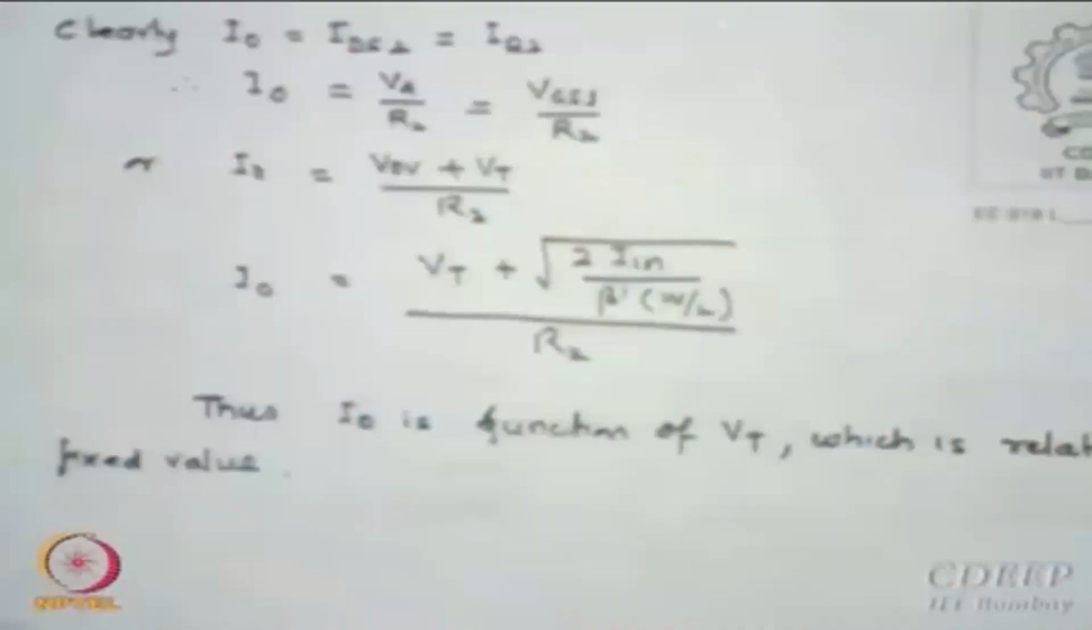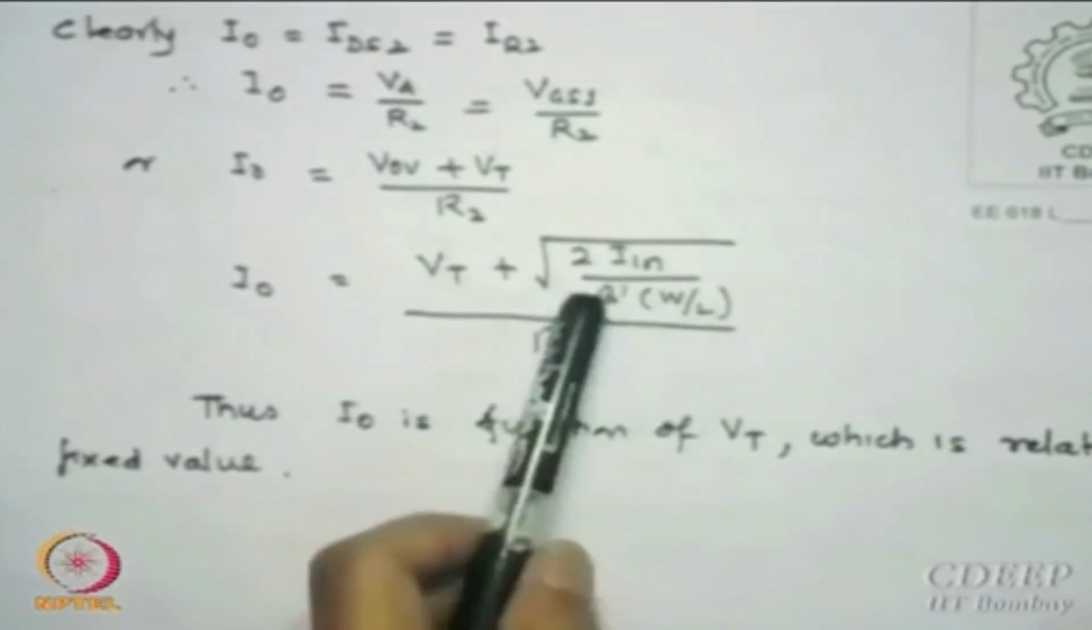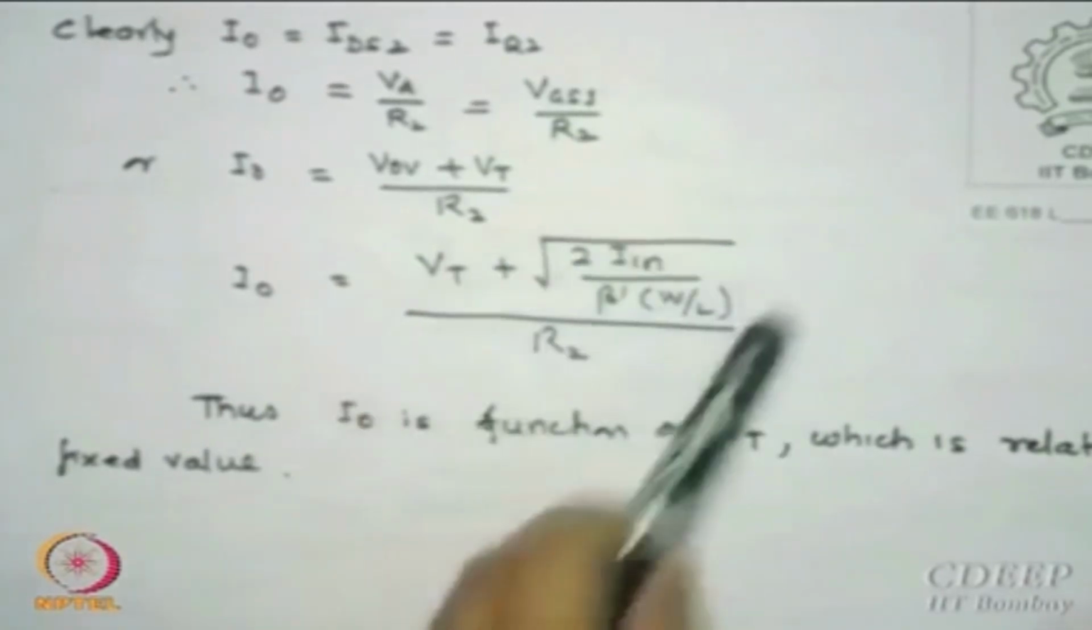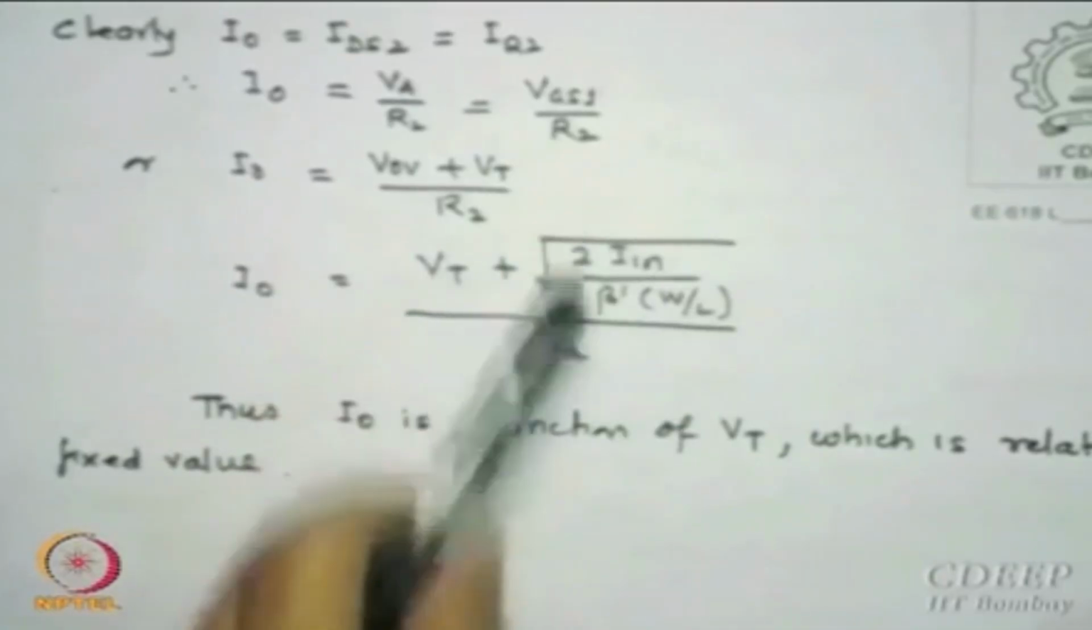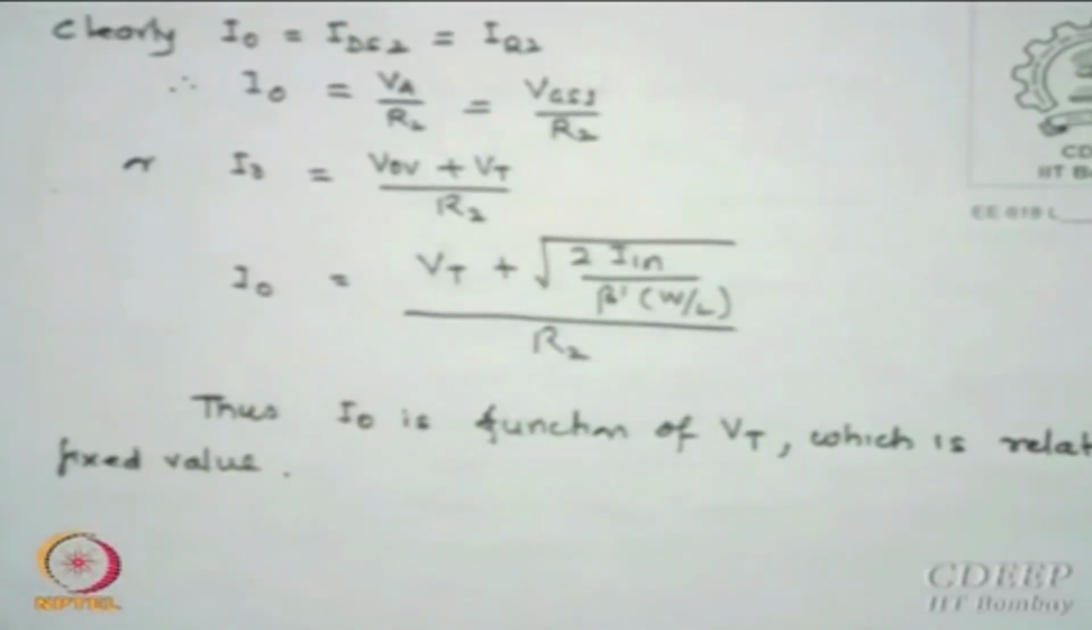Is that okay? Okay, this you can write, which is the final version of the output current. The output current is given by the threshold voltage plus the square root of 2 IN upon beta. What is this value essentially? VGS by R is essentially the current, is that correct? VGS by R is the current, okay. So that is written in the same form, there is nothing very serious, okay. I0 R2 is VGS and VGS is written in this form. So I0 is only a function of VT.